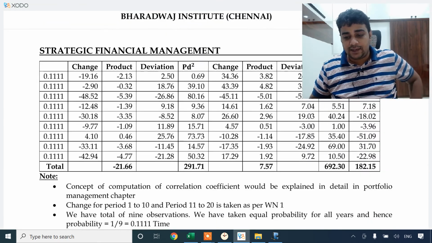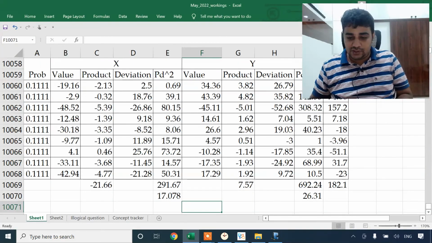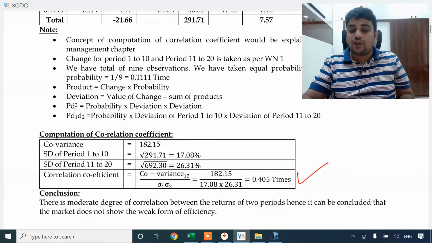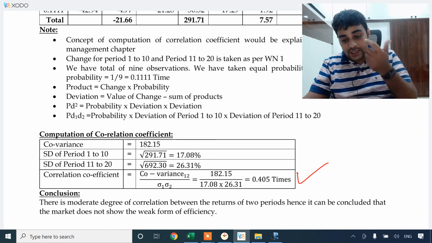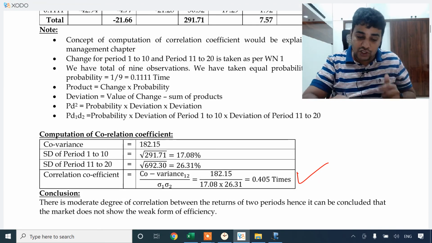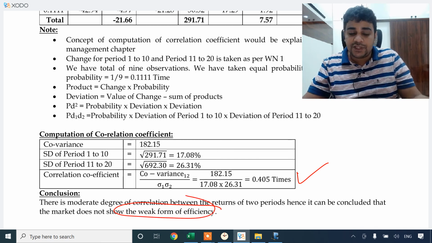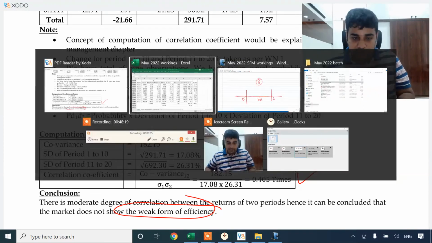Not an efficient market technically means it's not... 0.405. So it's not an efficient market. So it's an inefficient market. Hence the market does not show weak form of efficiency. The market is not showing that efficiency. It's an inefficient market. Now this was the autocorrelation test.